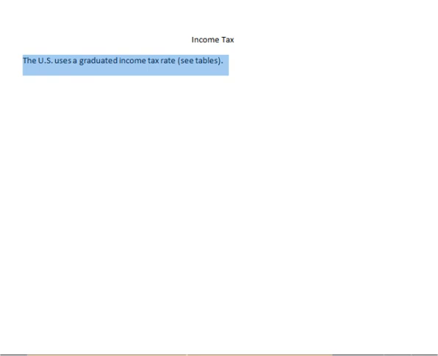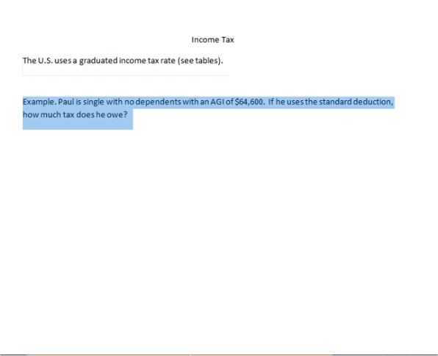So we're going to go ahead and look at an example here. Paul is single with no dependents with an AGI of $64,600. If he uses the standard deduction, how much tax does he owe? Remember, we're going to have to find the taxable income first, which was the AGI minus your deductions.